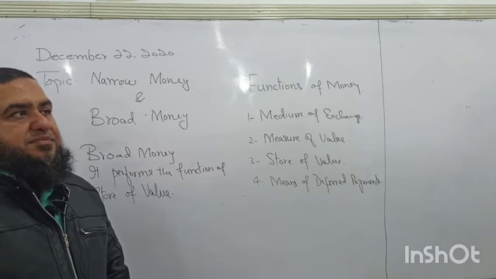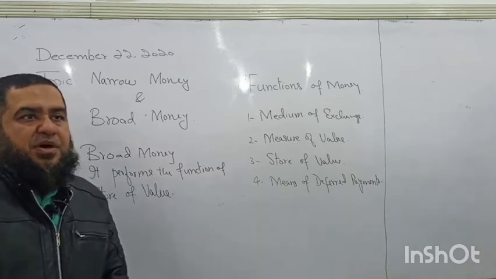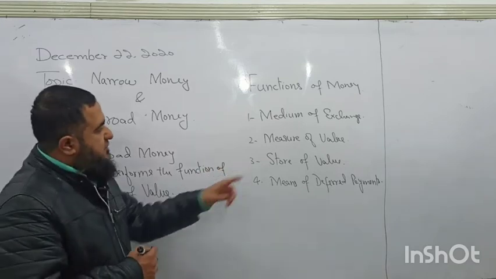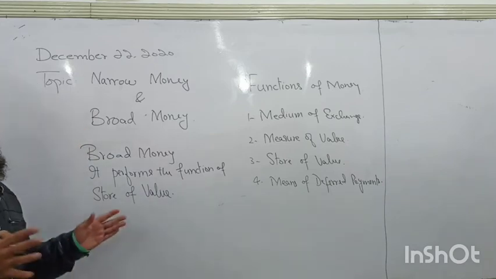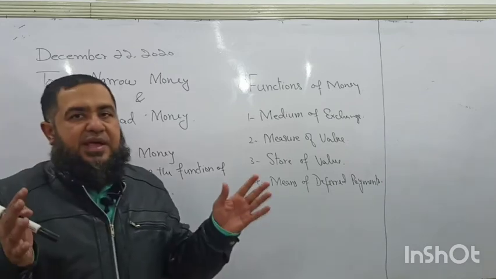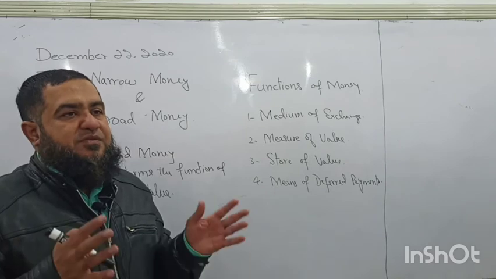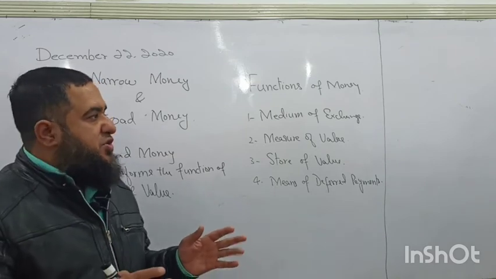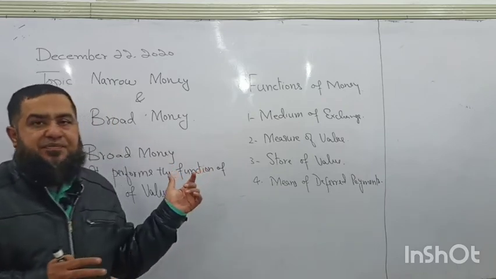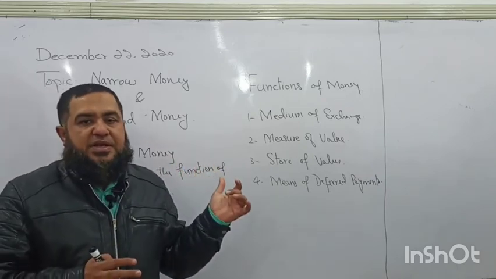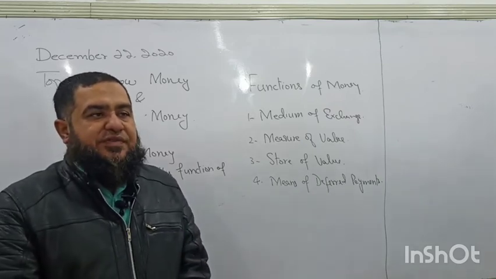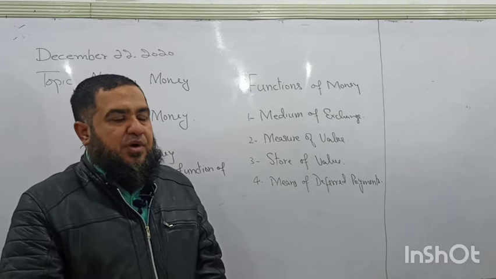Or you can say building societies deposits are also called broad money. So we say broad money is performing the function of store of value as money is becoming more and more illiquid. Broad money means, when it is becoming more illiquid, it is used for storing its value. We say it is becoming broad money.